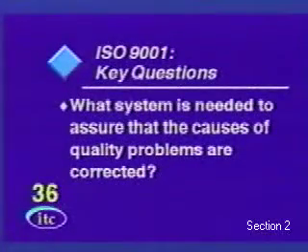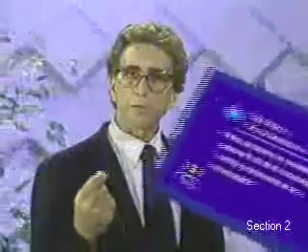What system is needed to assure that the cause of quality problems are corrected? In the area of corrective action, when problems occur, you must have a system to correct the cause of problems, both product and system-related problems, and prevent future occurrence of the problem. In addition, it is very important that the company demonstrate it has a system to resolve customer problems and complaints.